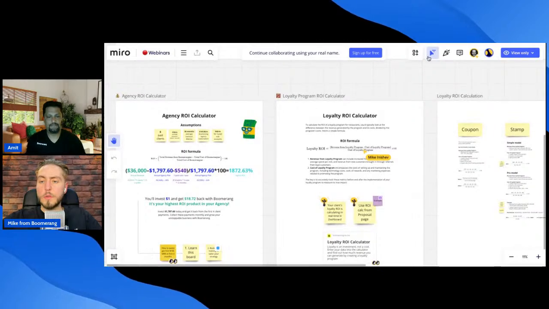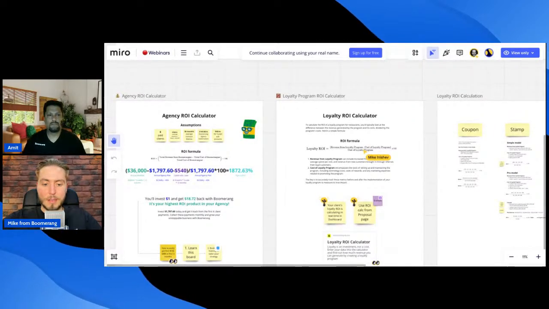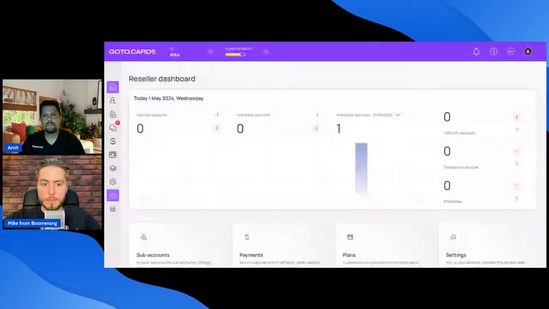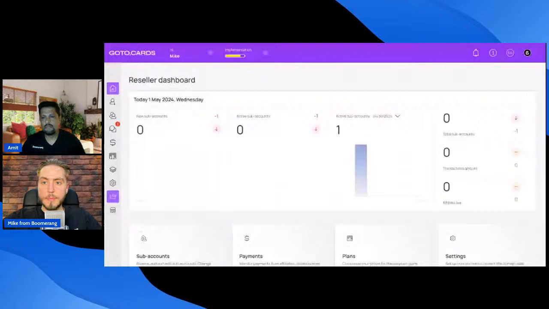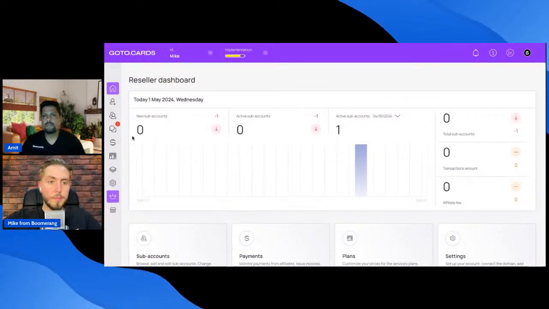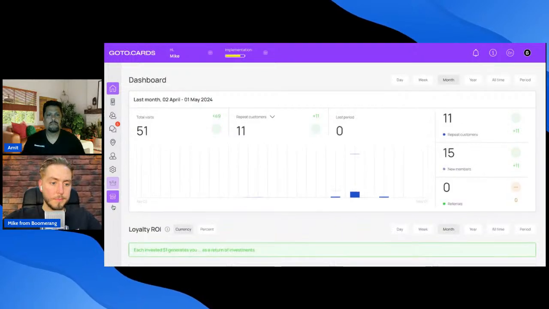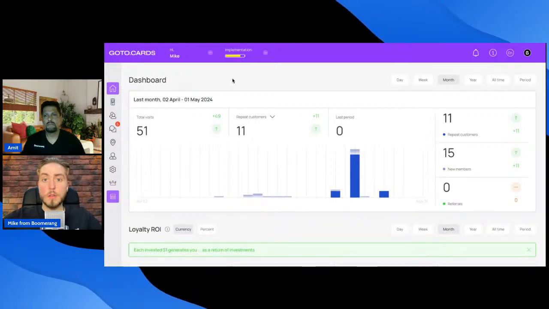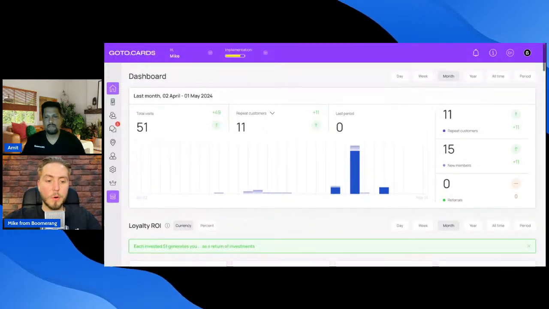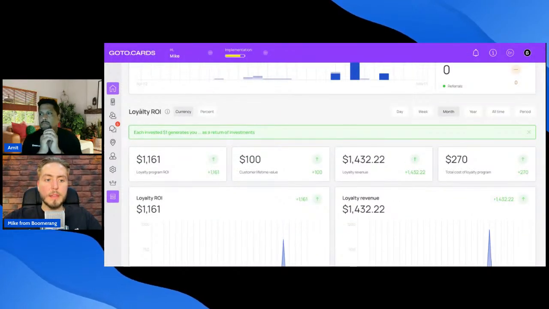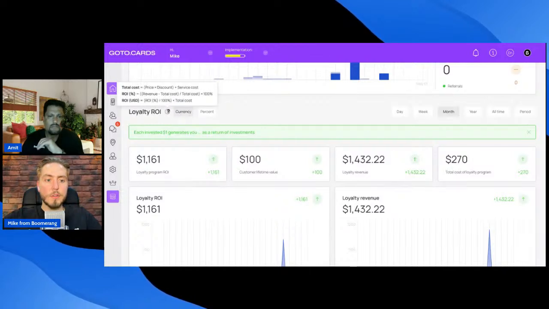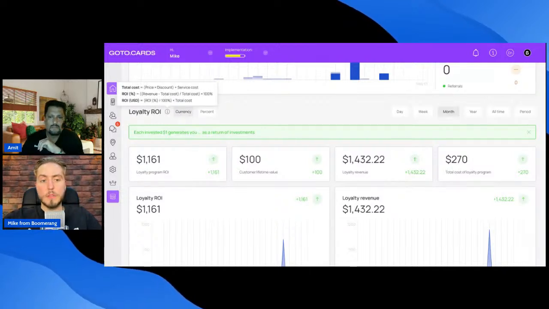Sure. And I will move forward to present what we basically updated in our platform in terms of the loyalty ROI calculation. And yes, this is my demo dashboard as usual, based on app.goto.cards. We need to go to the user section because we calculate ROI right now mostly for the clients. And we slightly updated our agency loyalty ROI calculator. First of all, we published the formula. It could be helpful for you.